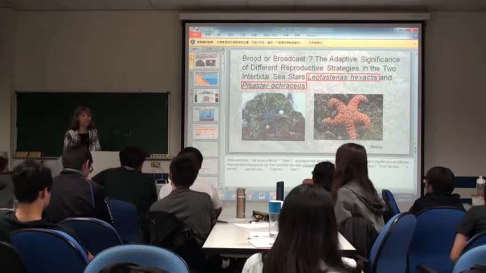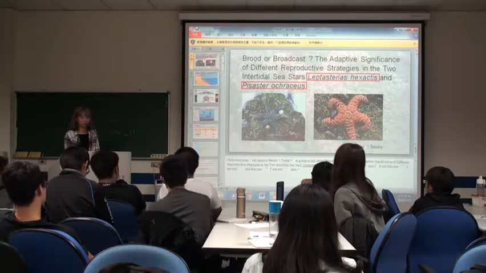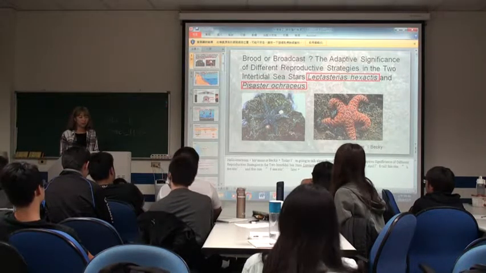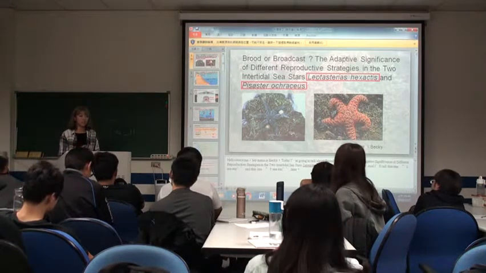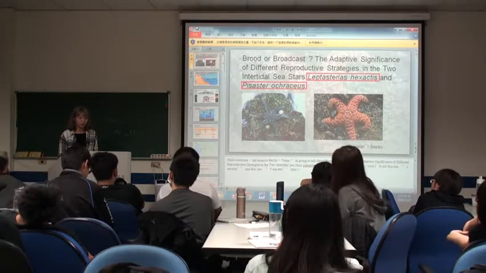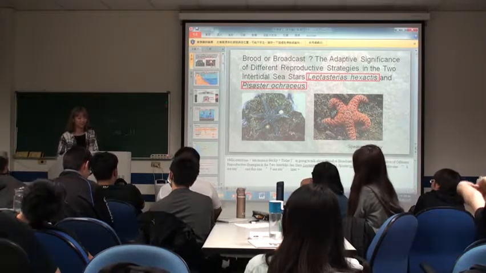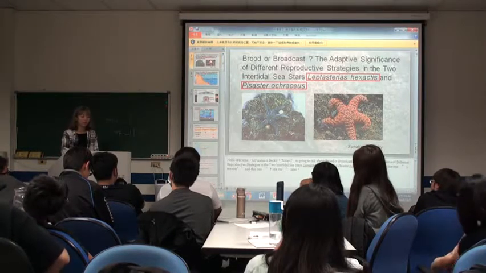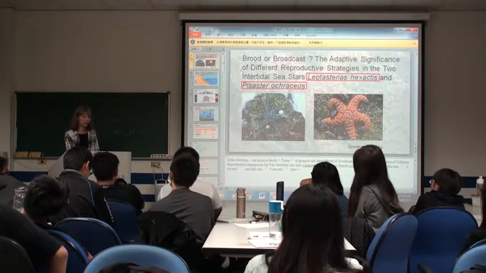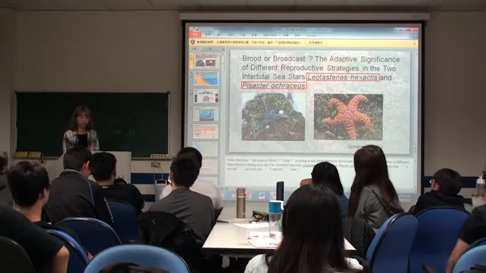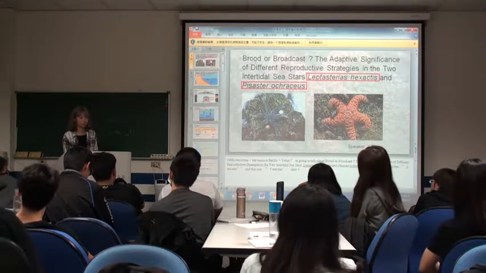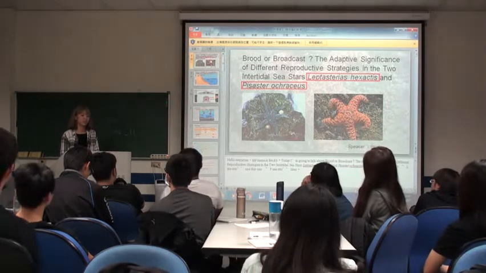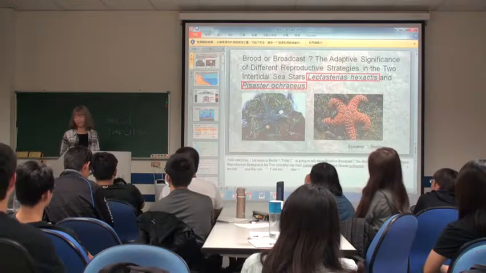LC star use brood to reproduce, because the lifespan is too short, and the body size is too small, and it competes for food with the big size Pisaster. So they have to use brood to assure the offspring survive.